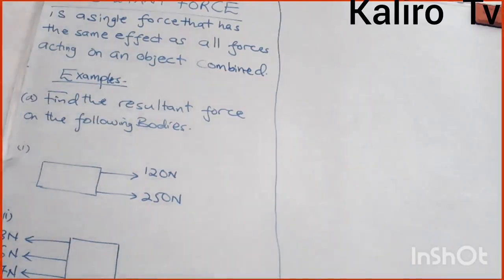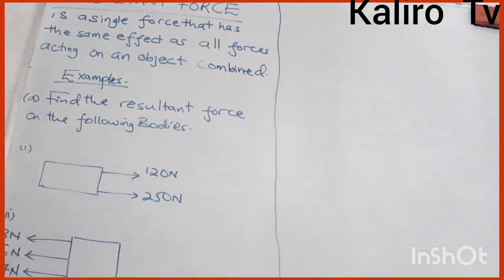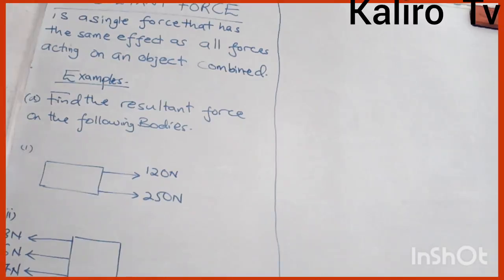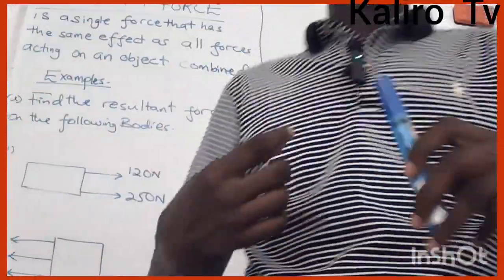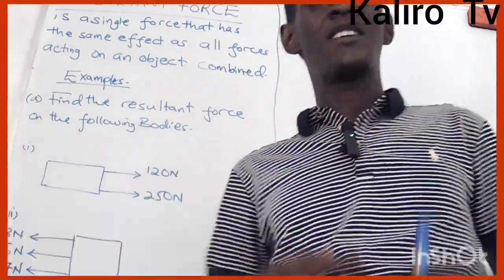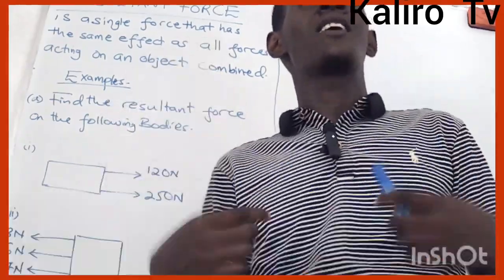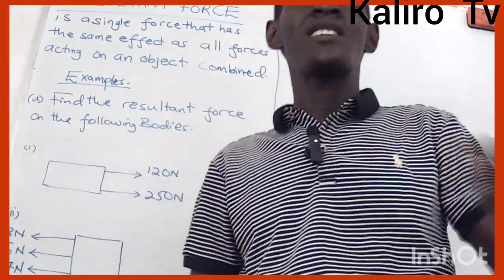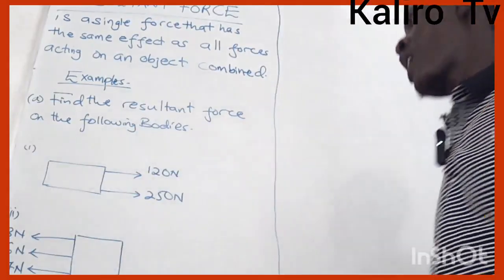We have the body in number one with 2 forces acting on it, then this one with 2 forces, this one has 2 forces, and this one has 3. This kind is what we call forces acting in the same direction. What is the concept? When forces are acting in the same direction, they are causing an effect in the same direction. So what is the magnitude of the resultant? The magnitude will be the summation of those forces.